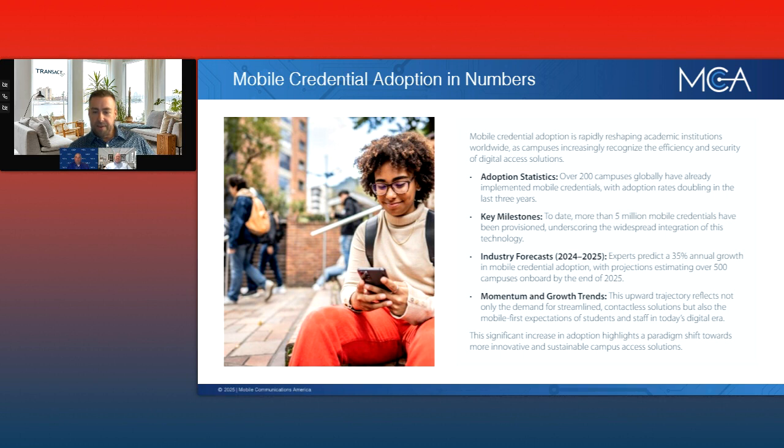The forecast is not slowing down. Between 2024 and 25, experts are saying 35% growth. We think it's going to be higher than that. And by the end of 2025, 500 campuses live with the mobile credential across the globe. And again, this technology is not going anywhere. The students are driving this, they're demanding this, and we're seeing nothing but upward trajectory on the growth of mobile credential technology and deployments across the campuses across the globe.